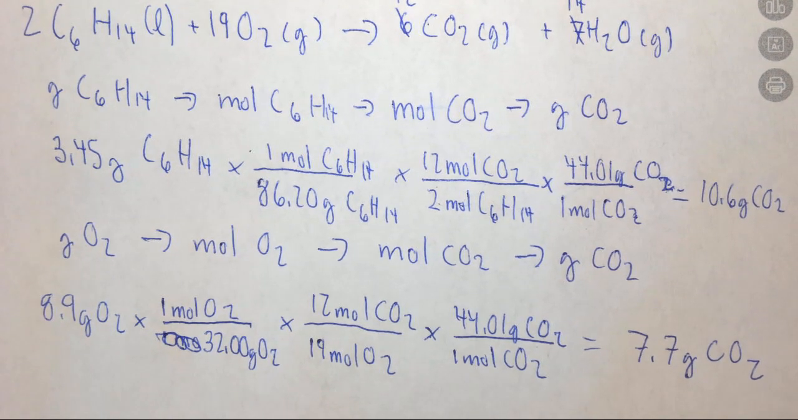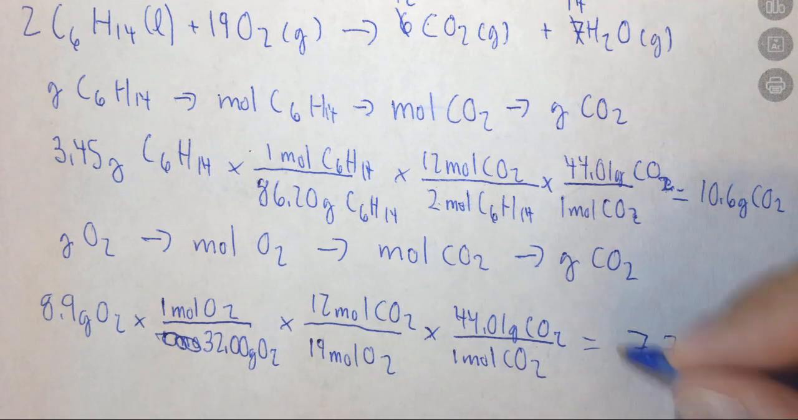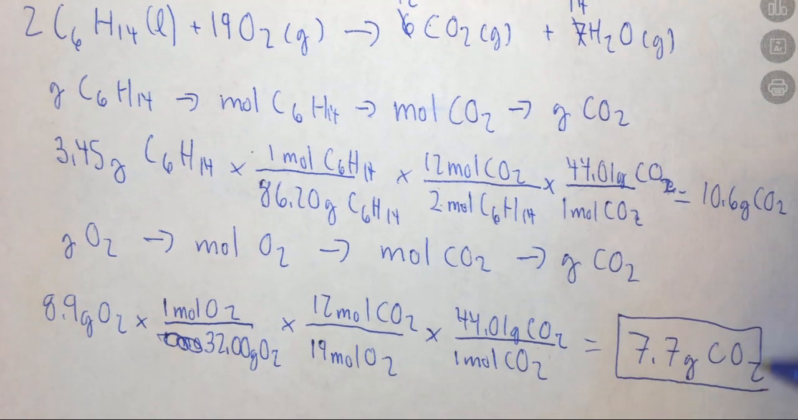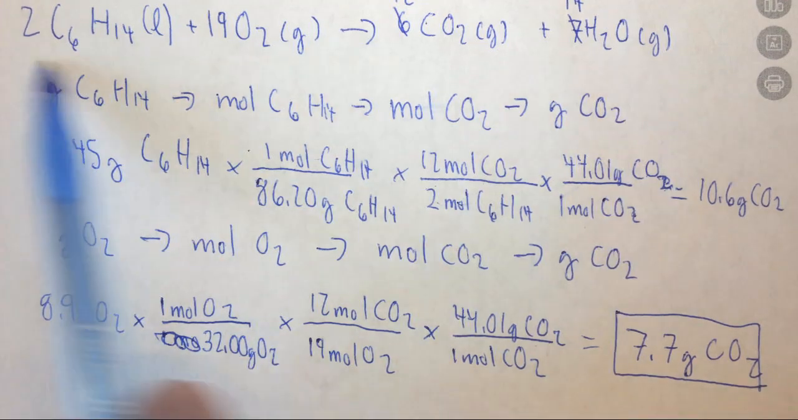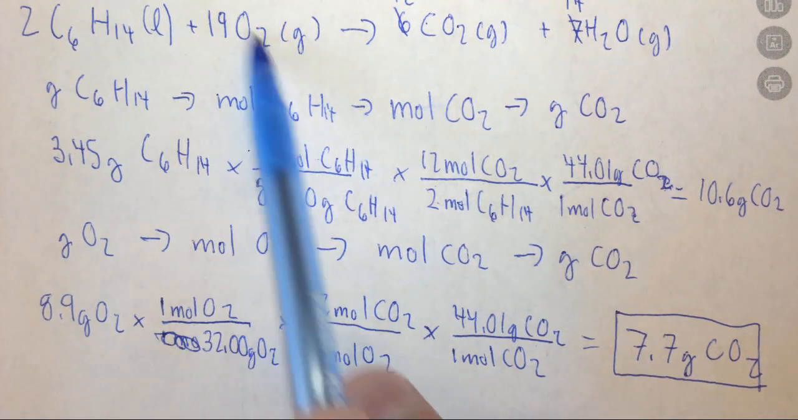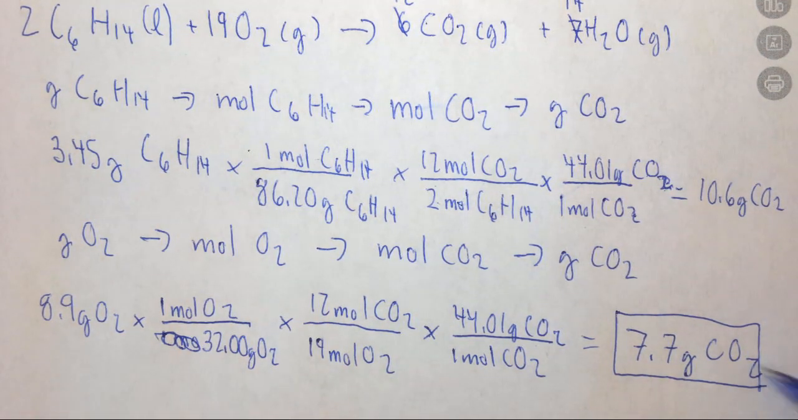I have still not answered the question, how much CO2 will I make? Well, if I react all of my hexane, I'll make 10.6 grams of CO2. If I react all of my oxygen, I'll make 7.7 grams of CO2. That means I will make 7.7 grams of CO2. Because after I make 7.7 grams of CO2, I have no oxygen left. If I have no oxygen left, I can't do this reaction anymore because this reaction is gone. So therefore the reaction stops after I make 7.7 grams of CO2.